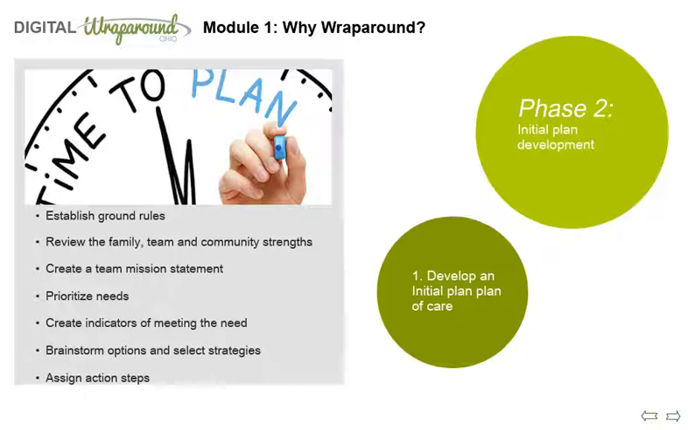Review the proposed needs list the facilitator has prepared and prioritize needs the youth, family, and team want to work on to achieve the team mission. Determine what the team hopes the outcome will be if the need is met, and create indicators of meeting that need that will be assessed and measured. Brainstorm options and select strategies that will meet the targeted need, utilizing the family, team, and community strengths, and that are consistent with family culture and values. Assign action steps that capture who is doing it and in what time frame.